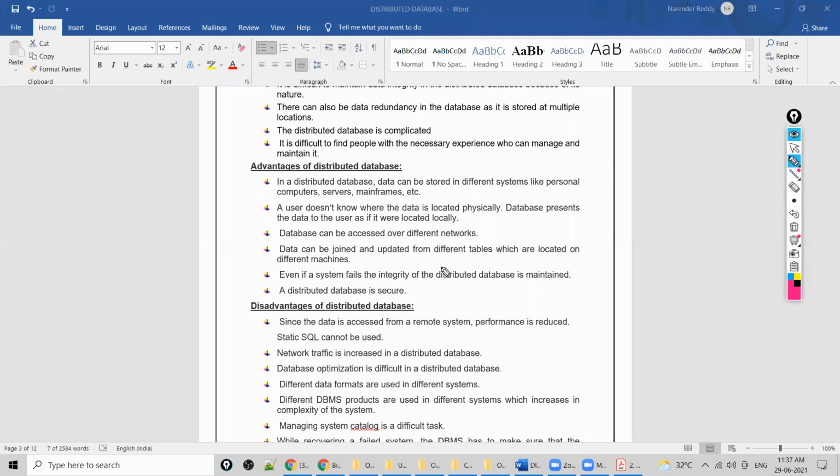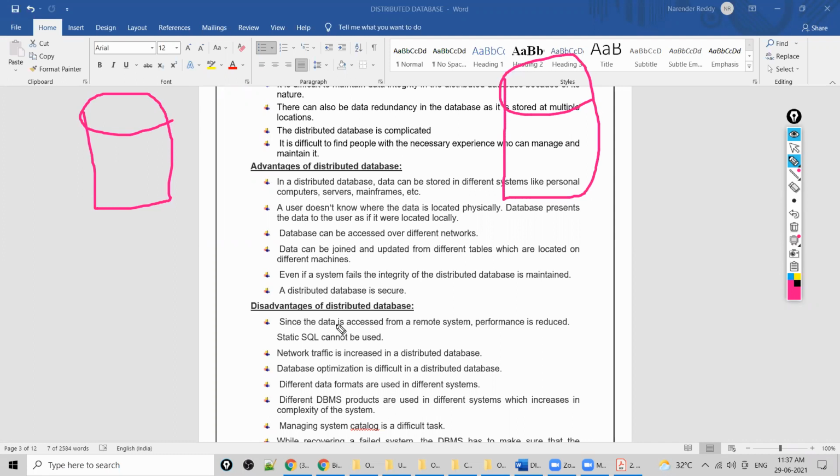Next one: even if a system fails, the integrity of the distributed database is maintained. For example, here one database is there, here one database is there, here one database is there. If this database system fails, the remaining distributed databases are maintained. Next, a distributed database is secure. Simple, remember these points.